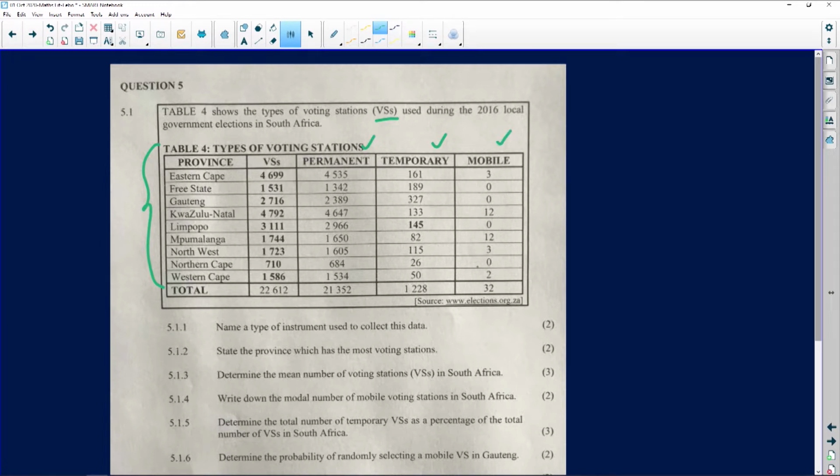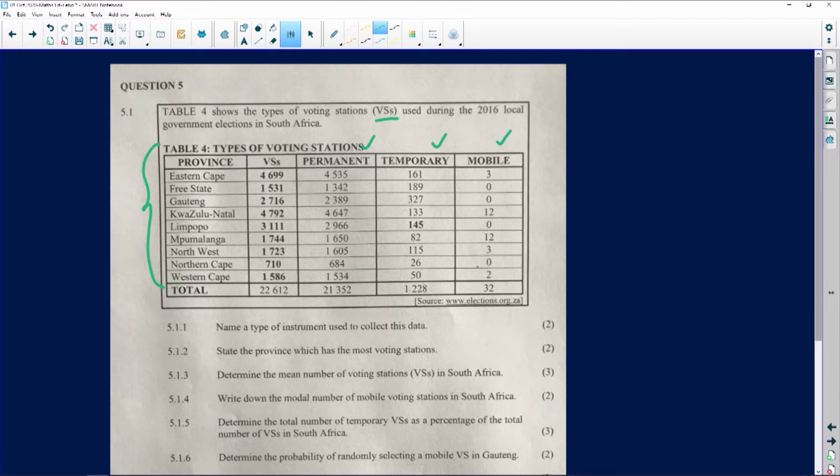I would advise you to know what this means. So if something is permanent, I would assume that you always go to that particular place to go and vote there. If it's mobile, some people, remember, cannot go to the voting station. So the voting station might have to come to them or whatever the case is.